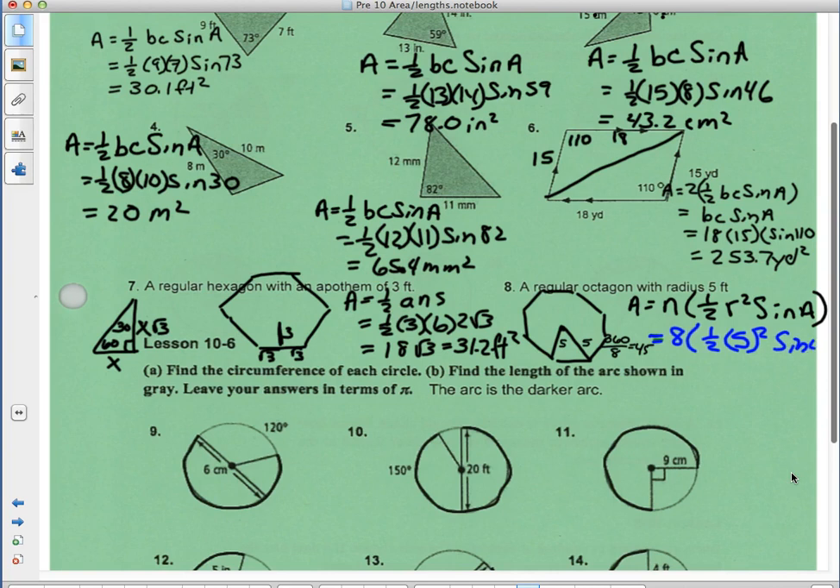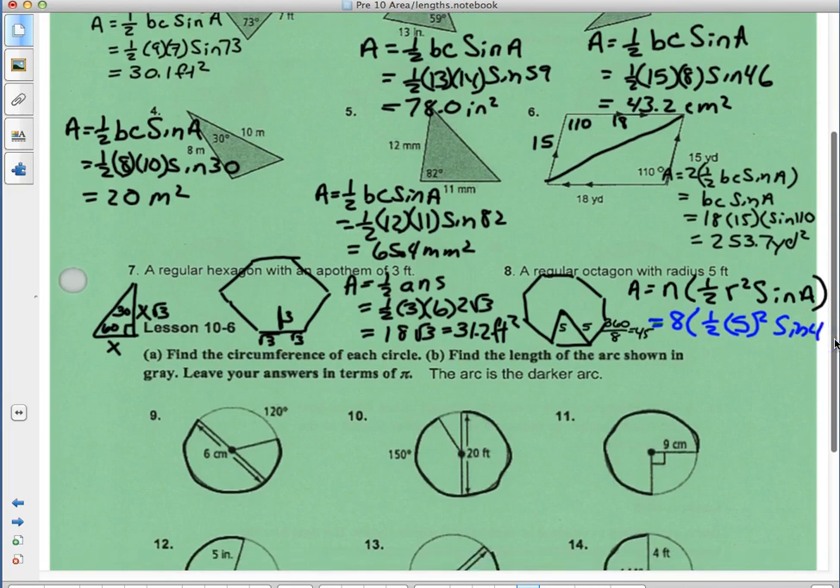And I got the sine of 45. I'm looking this over. It's sine of 45. And now I've got 25. Half of 8 is 4, so I got 100. Sine of 45 to put in my calculator. And I'm looking at this being 70.7 feet squared when I'm done with my area.